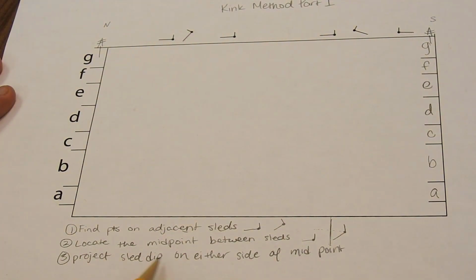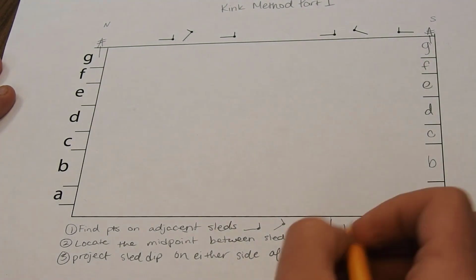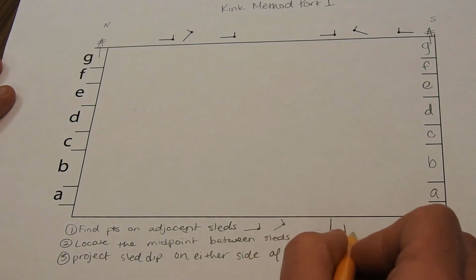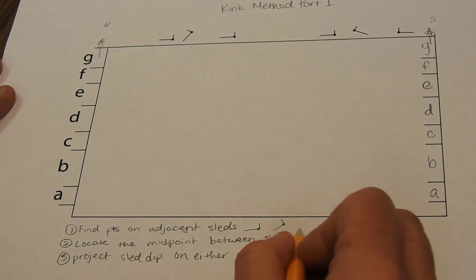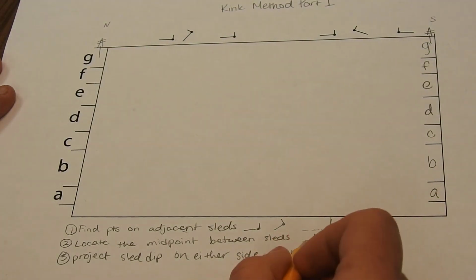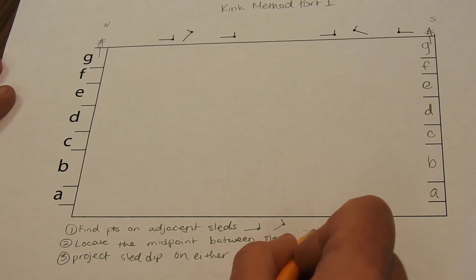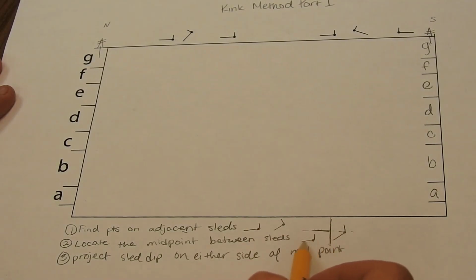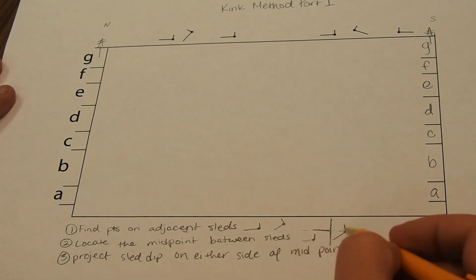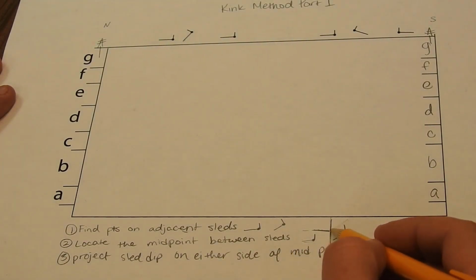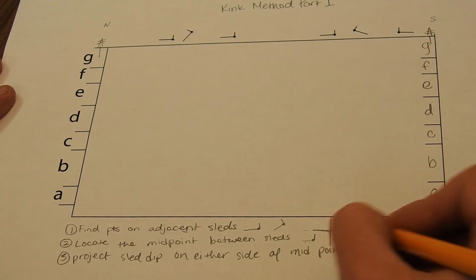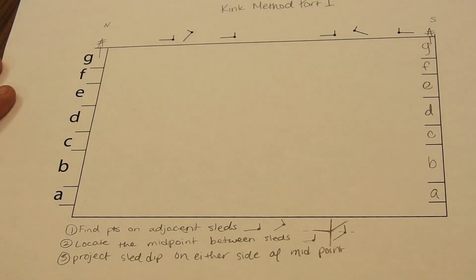And then we're going to project the sled dip on either side of the midpoint. So what that means is up here, let's say that this is the topography. We would come up along that topographic line. We would sketch out a dip on this side parallel to the dip of this sled. And on this side, we'd sketch out a dip parallel to the dip associated with this sled. And so that would give us this bend.